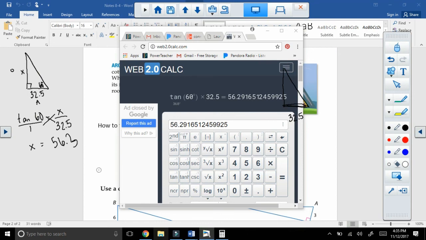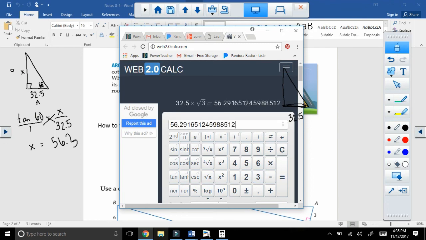And I mentioned that if you've already watched the last section, this is a special right triangle. So another way that you could do this one is to multiply by the square root of 3. So I could have taken 32.5 times the square root of 3, and you get that exact same answer. If that doesn't make sense to you, and you weren't required to watch 8-3, then just kind of ignore that last 20 seconds or so.